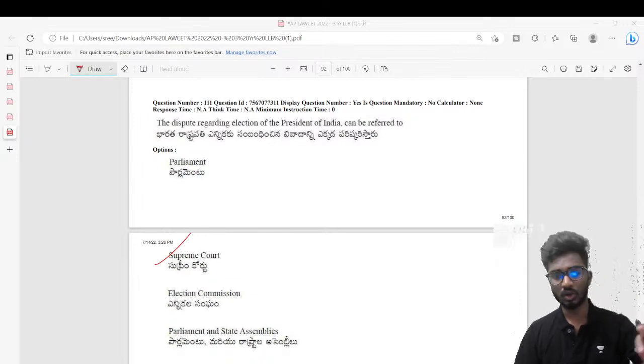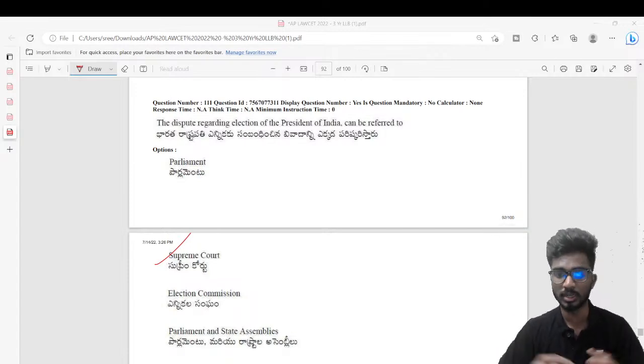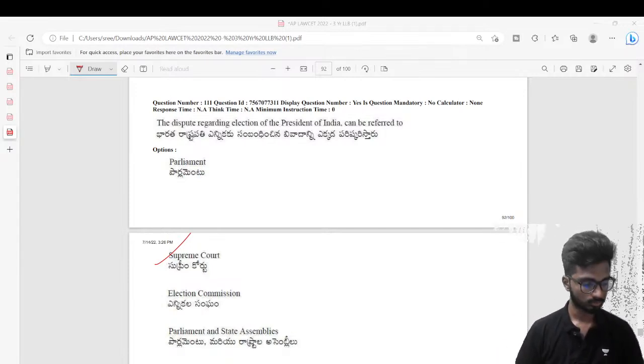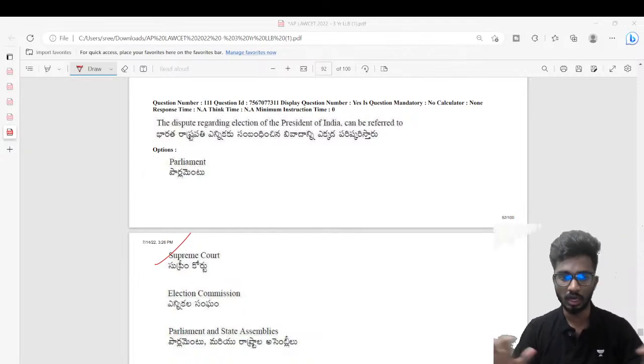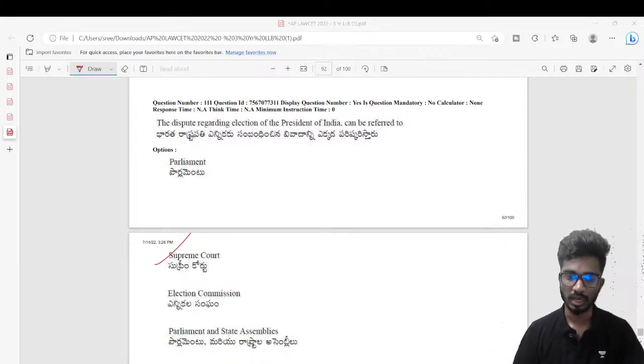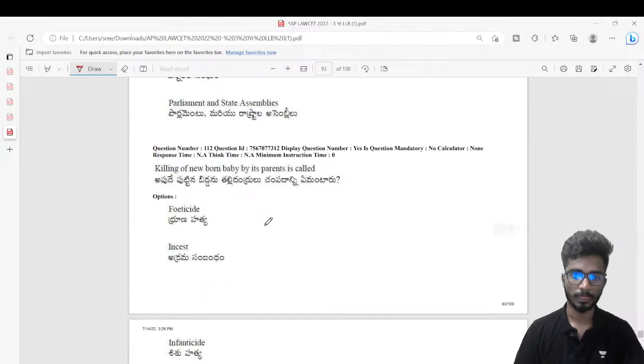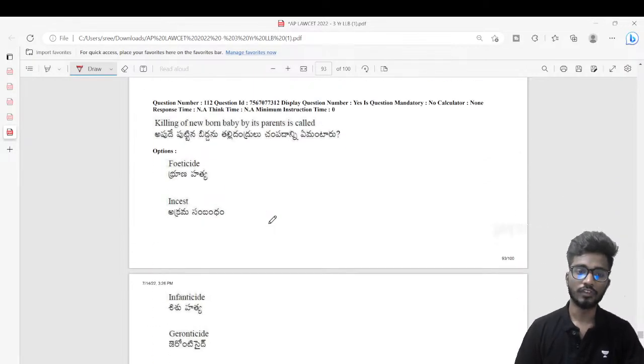No, it's not the electoral college. The electoral college is a different thing. The electoral college means the voters in a presidential election. The Election Commission conducts the election. Don't worry if you don't understand what the electoral college and the Election Commission are. I will discuss it in our classes, in the batches. Don't worry.